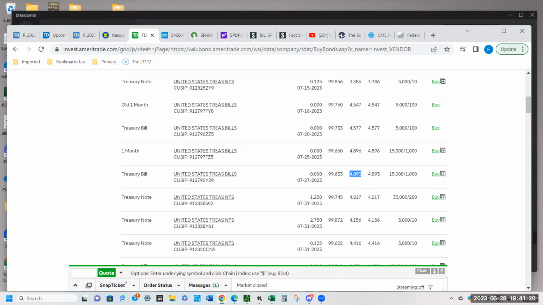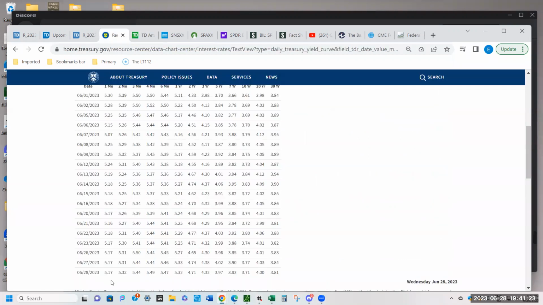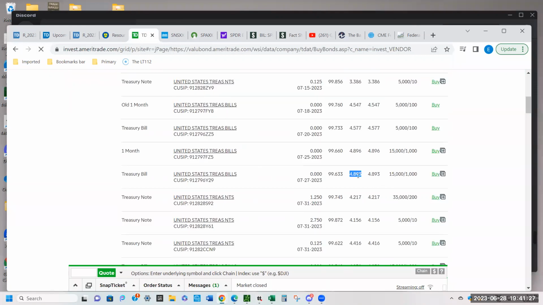4.89. It's not 5.17. It's 4.89. Even though they both have the same maturity, the secondary market pricing is inferior to the auction. There are a couple of reasons why. One reason is, if this thing just got auctioned a month ago and it's a 1 month treasury, it got auctioned this week, and that's the current one, there's not a lot of it floating. Like, people just bought it. Who's actually selling it? I mean, who needs to sell it today? There's not a ton of supply.